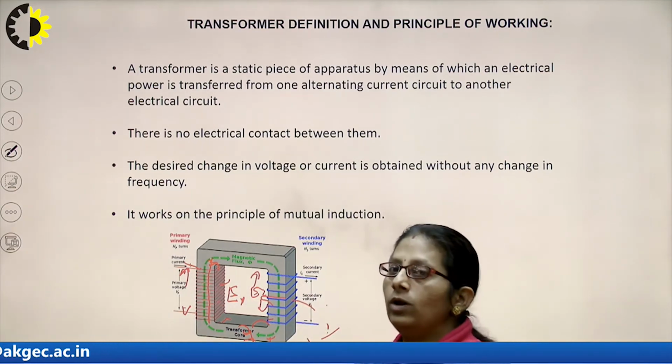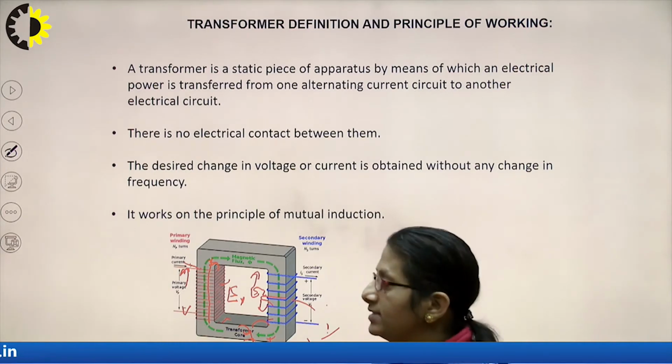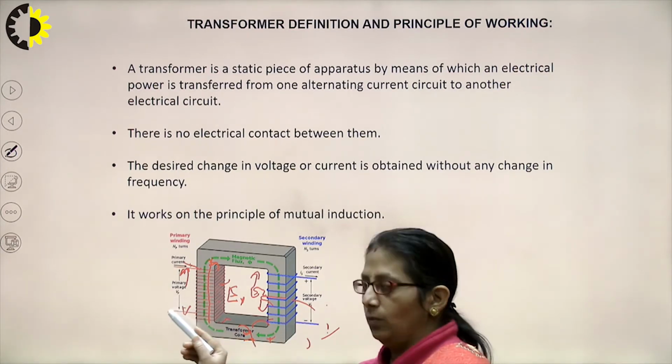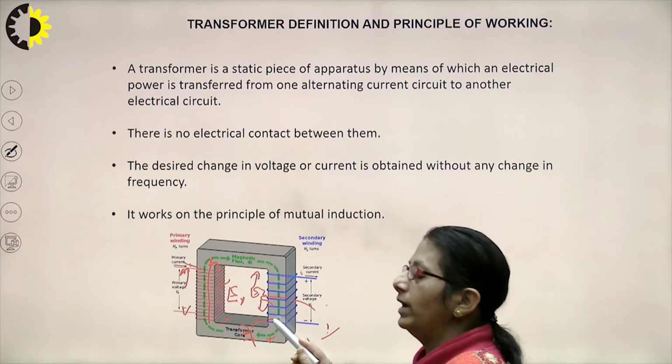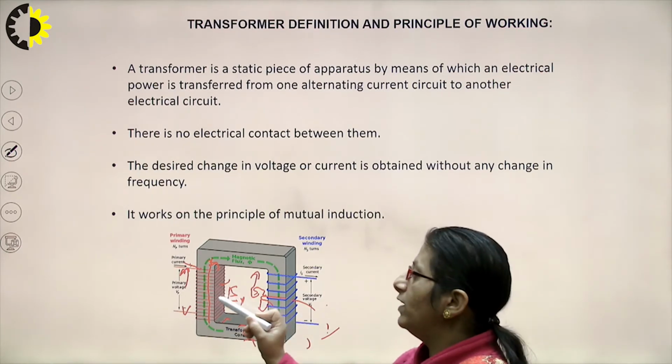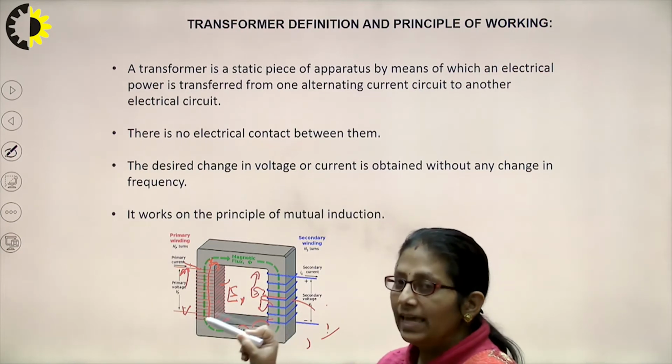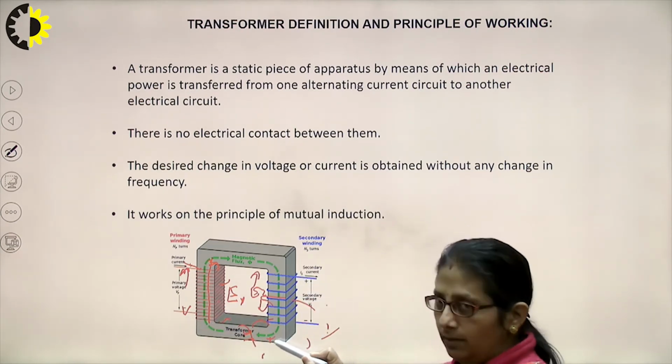This is what we call mutual induction. The supply is only given to the primary winding, but we are getting an induced EMF in the secondary winding as well, as the flux produced by the first one is linking with the secondary coil as well.